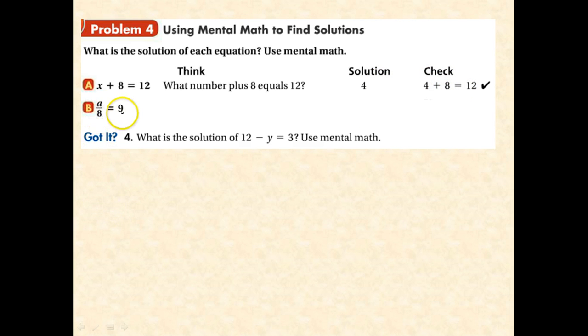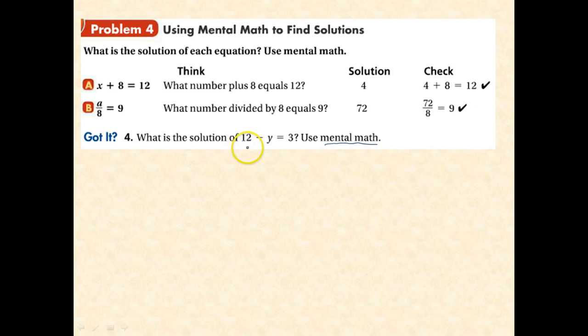a divided by 8 equals 9. You might ask yourself, what number divided by 8 equals 9? You might think back and say, hey, isn't that 72? Well, let's check. Is 72 divided by 8? Hey, it's 9. Neato. All right, pause and see if you can do number 4 with your brain.